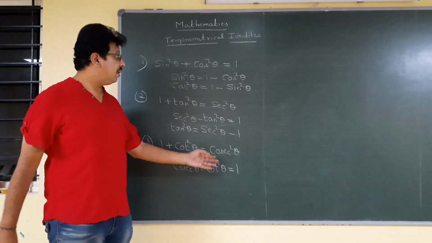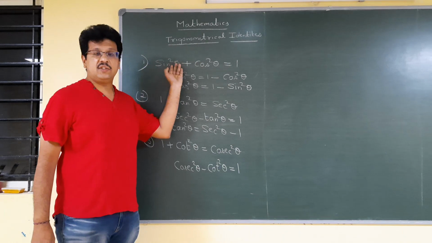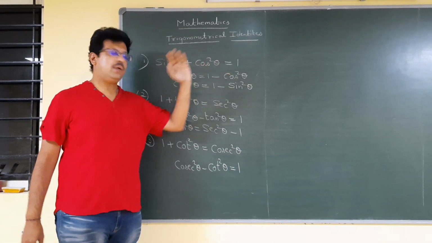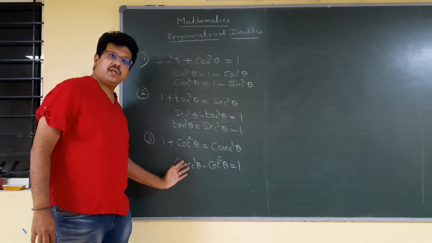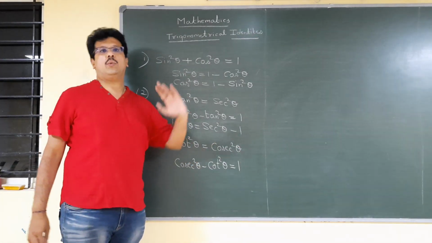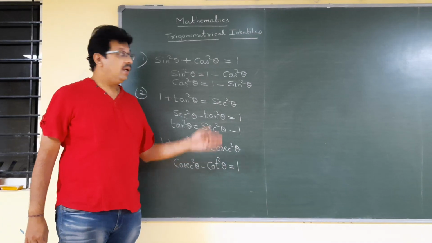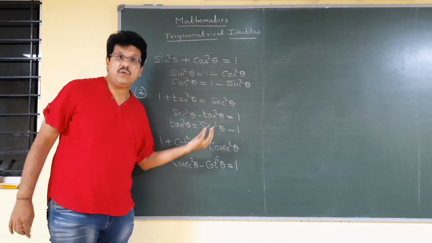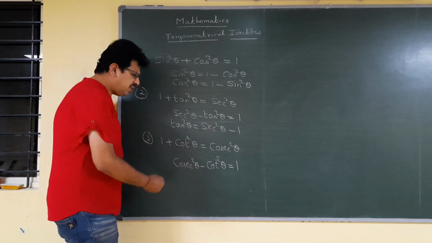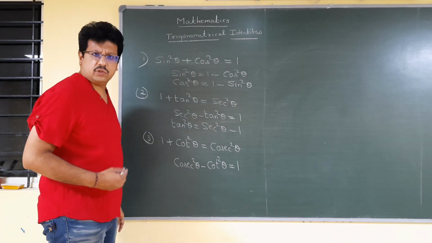See, 1 can be written in three different ways. Sin square theta plus cos square theta is equal to 1. Secant square theta minus tan square theta is equal to 1. Cosecant square theta minus cot square theta is equal to 1. So 1 can be written in three different ways. This is very useful for you when you are solving the sums.